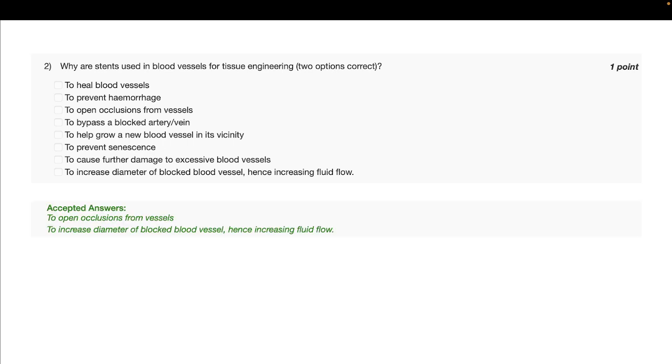Okay, let's see. So the right answer is option 3, that is to open occlusions from vessels, and the last option, that is to increase the diameter of a blocked blood vessel, hence increasing fluid flow. So for the one who answered first, one of your options was right. Let's see what blood stents are.